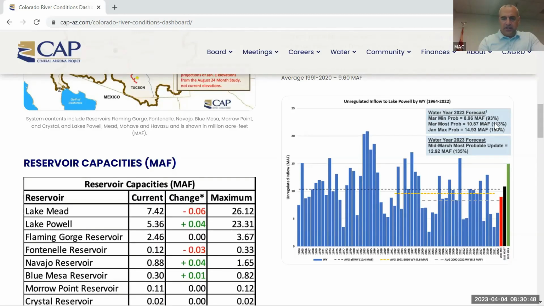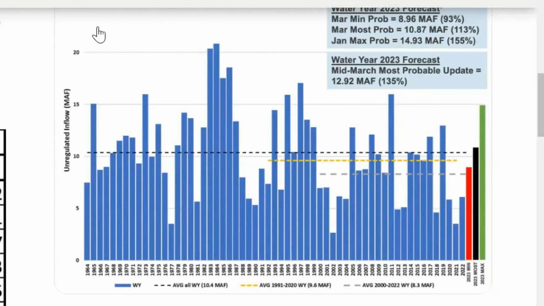So after SWE, we look at the unregulated runoff inflow into Lake Powell. What you're seeing here is, in millions of acre-feet, since Powell's been filling, what have we gotten in these years? You can see we peaked in the early 2000s and have been on a steady downward trend since then.